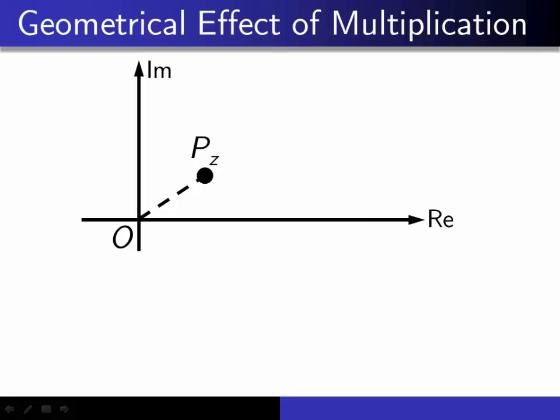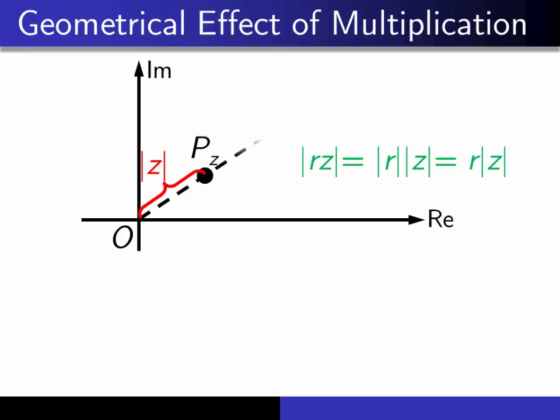Now I'm going to use exponential forms to explain to you the geometrical effect of multiplication. Suppose I have a complex number z, represented by this point Pz. What happens if I multiply this complex number by a positive real number r? What's going to happen to my point Pz after I multiply z by a positive real number r? Where is the point representing rz? Further away.